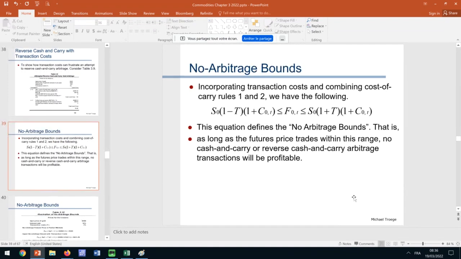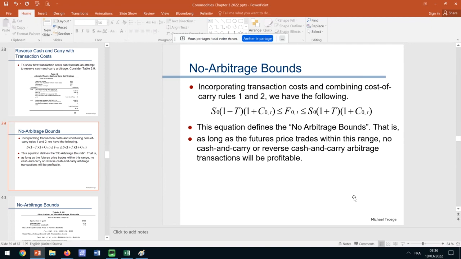What that shows is that this gives you two so-called no arbitrage bounds. If the futures curve becomes too steep, even with transaction costs, you can start your cash and carry. If it becomes too flat, even with transaction costs, you can do your reverse cash and carry.